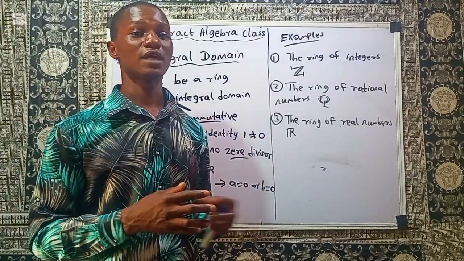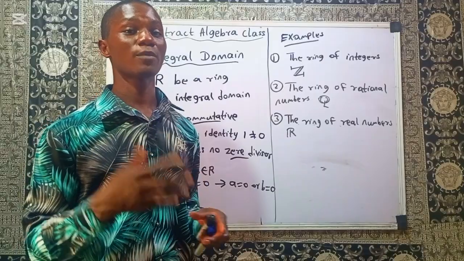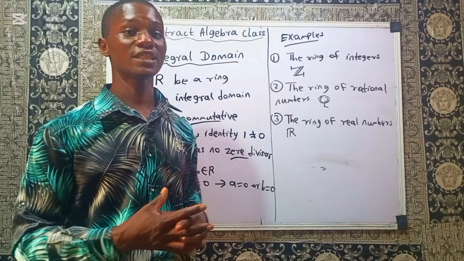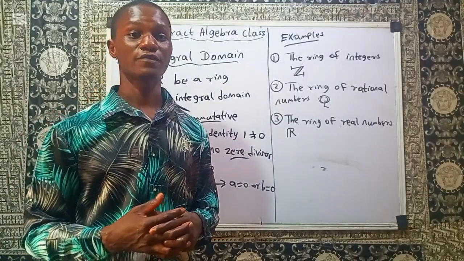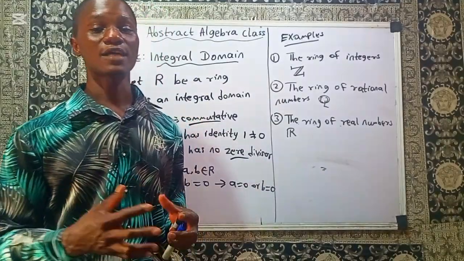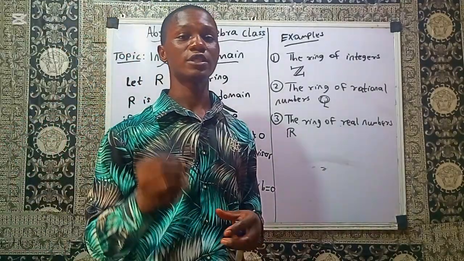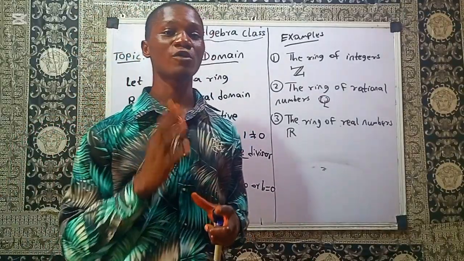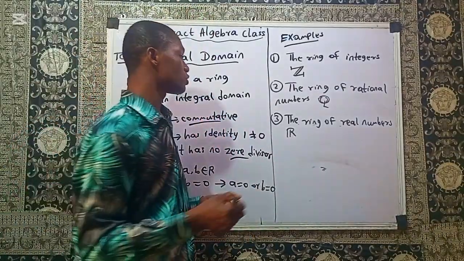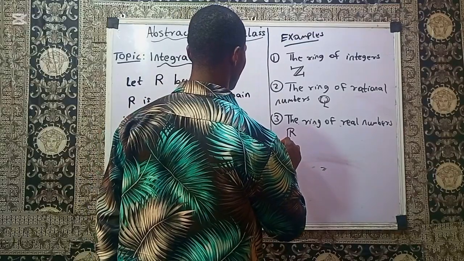Then it means that the ring of real numbers is commutative. It has multiplicative identity 1. So what of zero divisors? Does it have a zero divisor? The ring of real numbers has no zero divisors, because the only time you multiply two elements of the real numbers to get zero is if one of them is what? Zero. So the ring of real numbers is an integral domain.